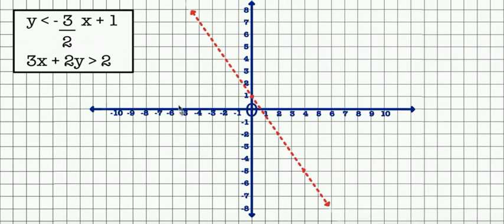All right, and then we're going to test out our coordinate 0, 0. So we're going to have y is less than -3/2x plus 1, and we're going to substitute the x and the y for 0. So that gives us 0 is less than -3/2 times 0 is 0, plus 1 is 1. So 0 is less than 1, and that is true. So we're going to shade on the side that has 0, 0. There we go.